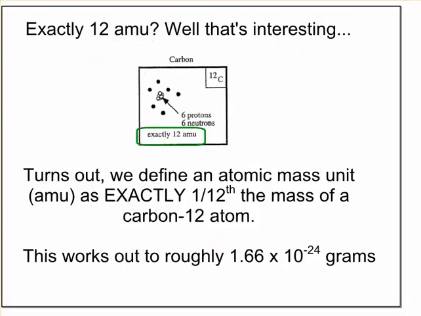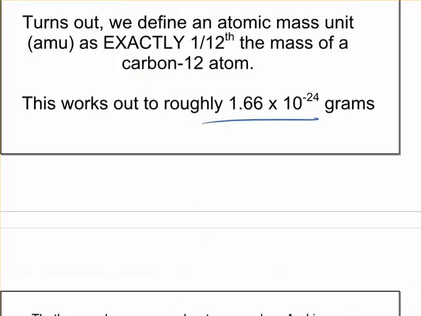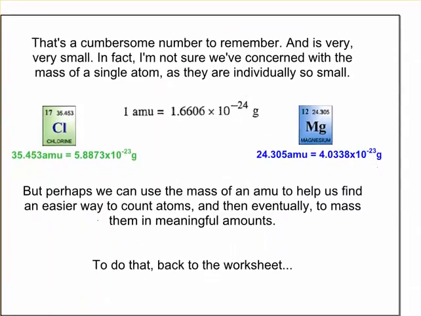That's interesting, isn't it? Turns out we actually define an atomic mass unit as 1/12 the mass of a carbon-12 atom. That works out to roughly 1.66 times 10 to the minus 24 grams. It's a really cumbersome number to remember, and it's a very, very small number. In fact, I'm not sure we're concerned with the mass of a single atom, as they're individually so small. But maybe we can use the mass of an AMU to help us find an easier way to count atoms, and then eventually to mass them in meaningful amounts. To do that, let's turn back to the worksheet.